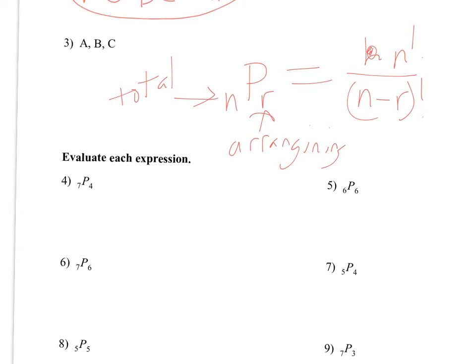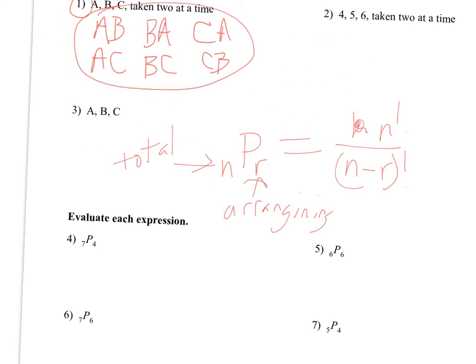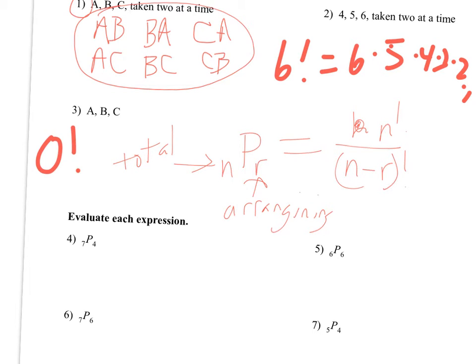So let's review a little bit of factorial first of all. Let me make my pen a little bit thicker for you. If I have, for instance, 6 factorial, that means 6 times 5 times 4 times 3 times 2 times 1. If I had 3 factorial, it's 3 times 2 times 1. And by the way, 0 factorial is defined to be 1, and that'll come into play sometimes. All right, so let's go down and look at number 4.